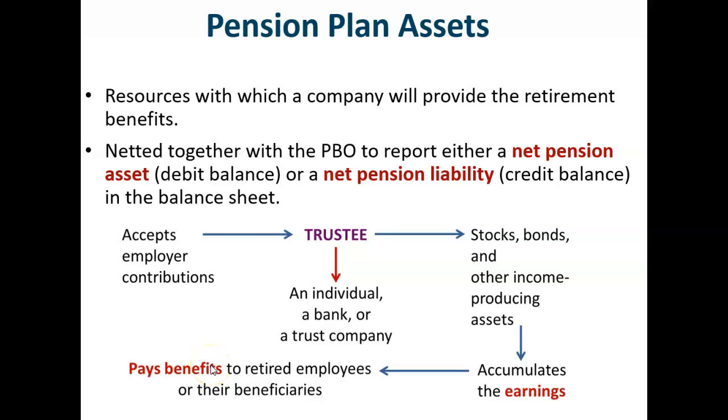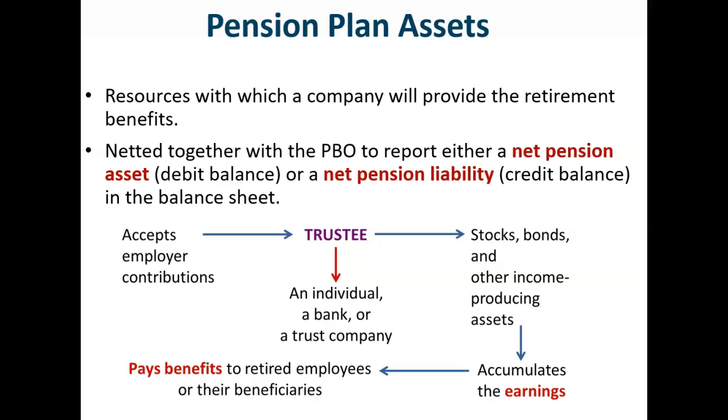Hi everybody. In the last video, we concluded our discussion of the 5 events that can cause a change to the projected benefit obligation. In this video, we'll discuss plan assets. So far, our focus has been on the employer's obligation to provide retirement benefits in the future. We turn our attention now to the resources with which the company will satisfy that obligation, the pension plan assets.